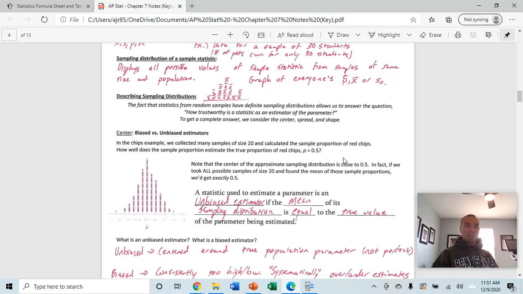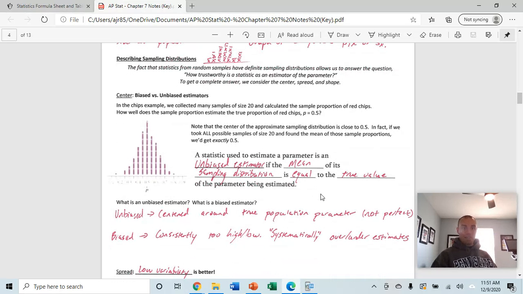So next thing that we want to talk about is the difference between a biased estimator versus an unbiased estimator. In the chips example, we collected many samples of size 20 and calculated the sample proportion of red chips. How well does the sample proportion estimate the true proportion of red chips? If we take a look at our graph, which is again shown right here, notice that the center is very close to 0.5, which is what the actual true proportion is. So our sample or our estimator did a very good job of estimating the actual value because it's centered at what the true proportion is.